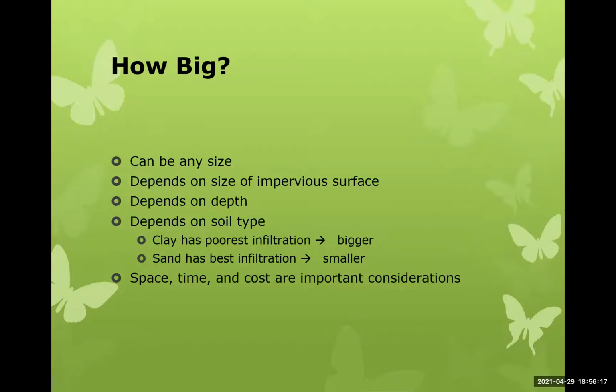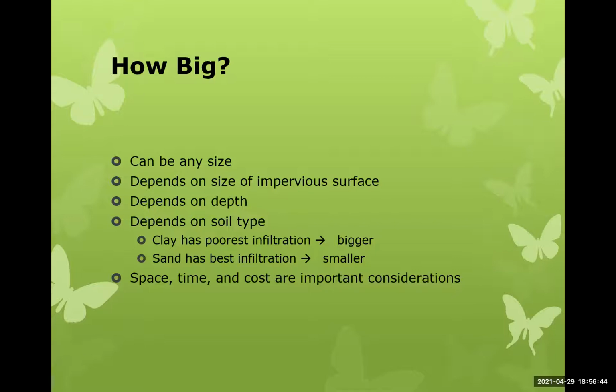So rain gardens can be any size. As I mentioned before, the rain garden I put between the street and the sidewalk in front of my house didn't really capture a lot of rain, but it captured some. So any size is better than none. But generally we size rain gardens based upon how much impervious surface there is. And of course, it depends on depth.